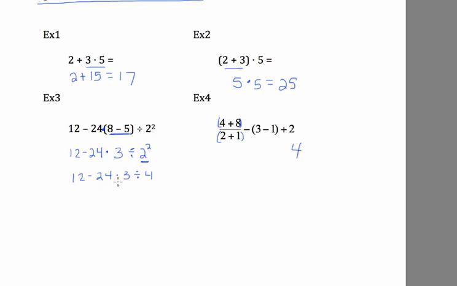So I underline and replace. Next, multiplication and division. And I work left to right. So I would do this one first. 24 times 3, which is 72. So I've replaced the 24 times 3 with the 72. Next, I don't subtract, I divide first. Division comes before subtraction. So 72 divided by 4 is 18.